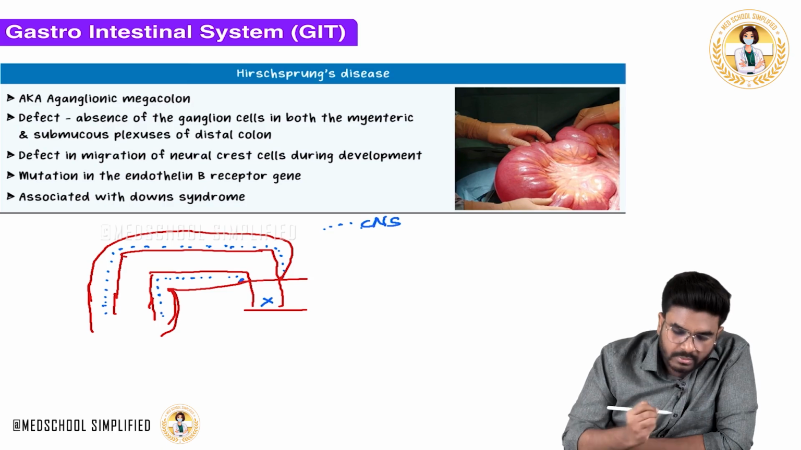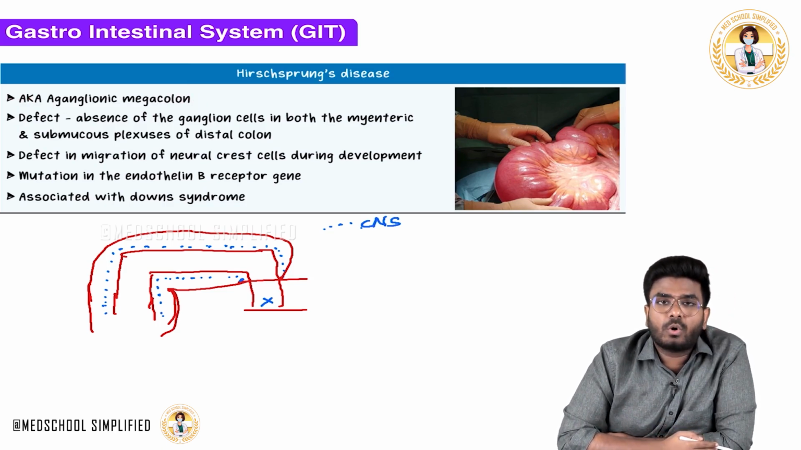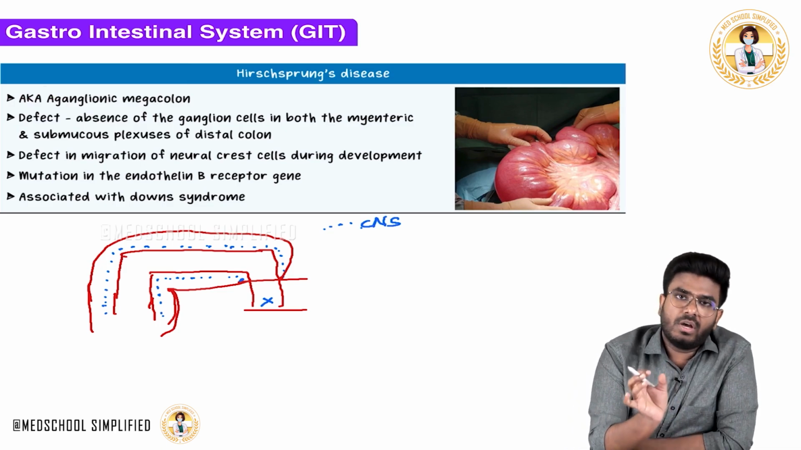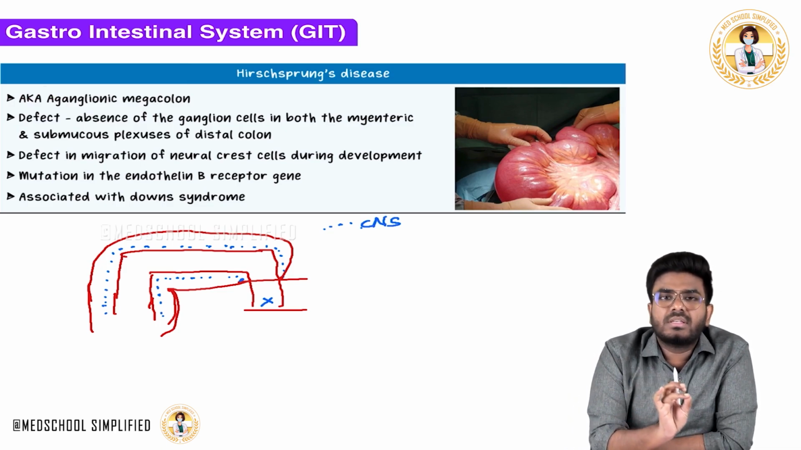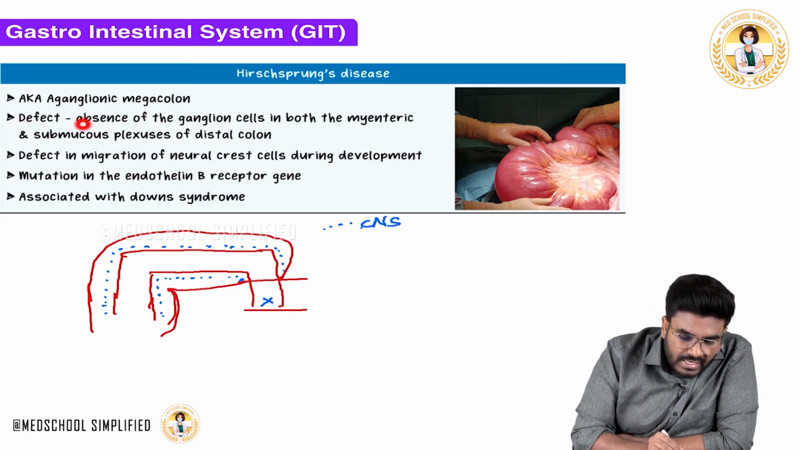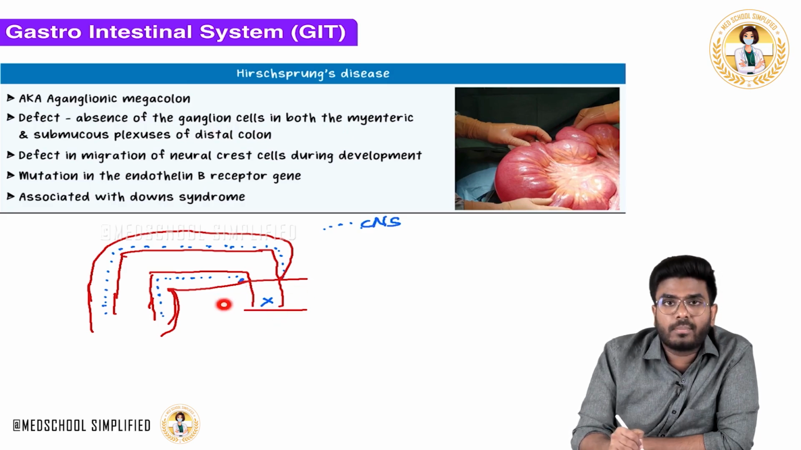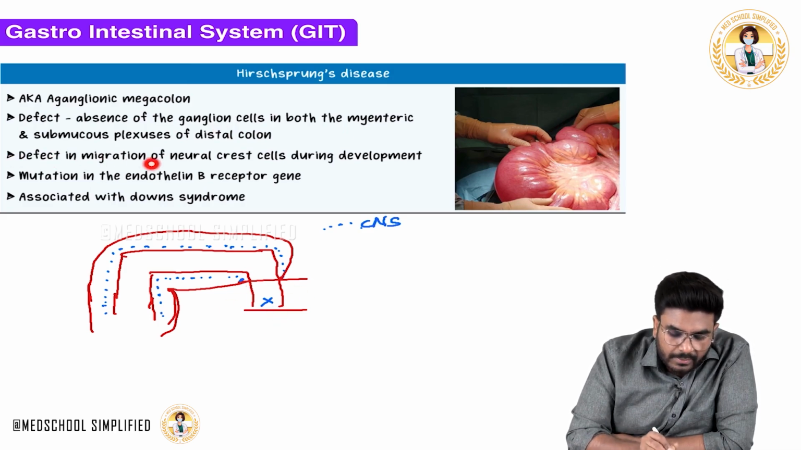So now let's see important points about Hirschsprung disease. This is also called aganglionic megacolon. Why aganglionic? Because the neural crest cells are not coming, ganglionic cells are not getting formed, so no mesenteric plexus and no myenteric plexus. What is the defect? Absence of ganglionic cells in both the myenteric as well as the submucosal plexus. In which part of the GIT? In the distal colon. That's right. There is a defect in migration of neural crest cells during development.